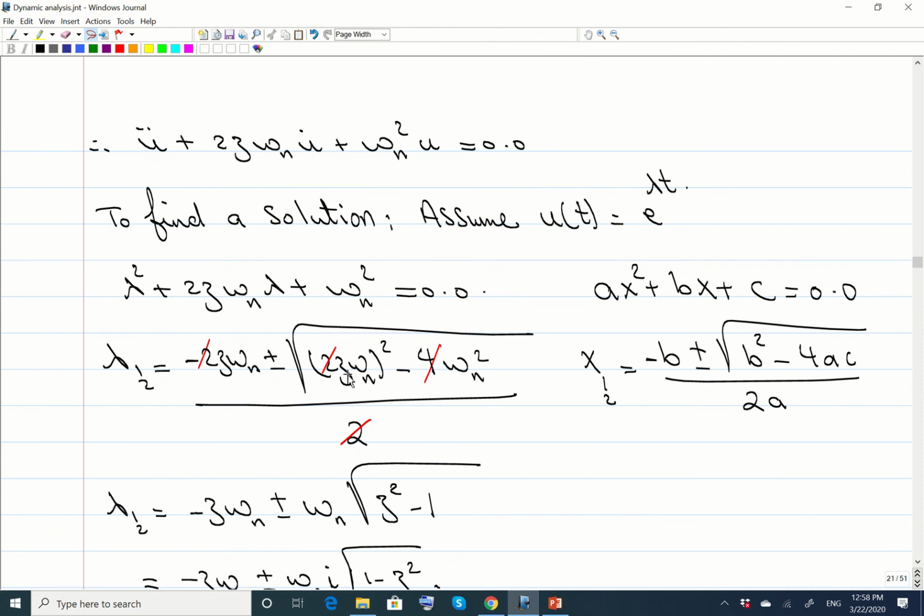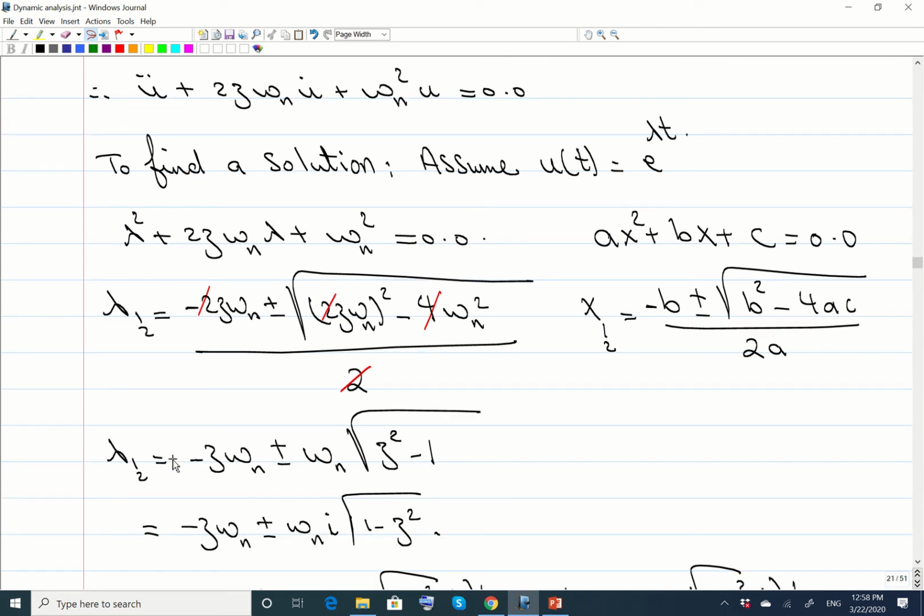As you see here, we have 2 squared and we have 4 over here, so I can take 2 as a common factor. And here we have 2, so I'm going to cancel this 2 with those 2's over here. So I'm going to have negative zeta omega n plus or minus. We have omega n squared over here.